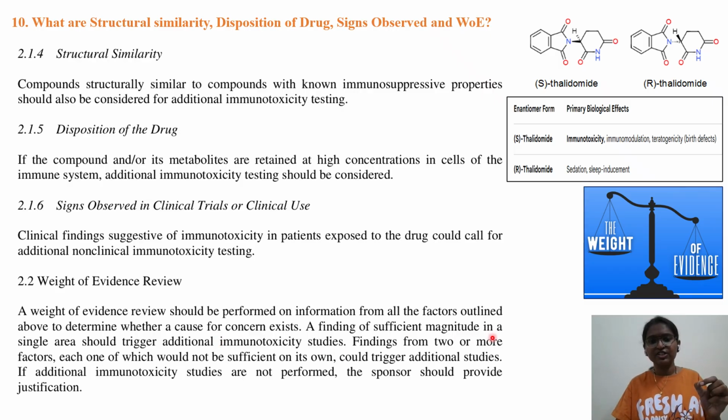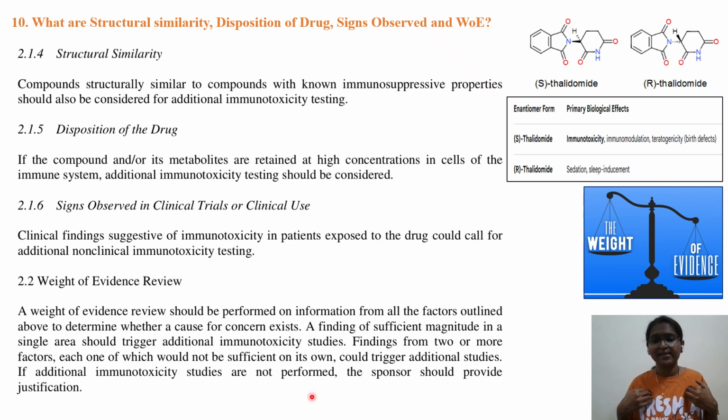A finding of sufficient magnitude in a single area should trigger an additional immunotoxicity study. If there is a change in NK cell activity, or a granulocytopenia or leukocytopenia, neutrophil count, all those things you have to check. Findings from 2 or more factors, each one of which would not be sufficient on its own, could trigger additional studies. In weight of evidence, out of 6 factors, 3 or 4 should show positive findings.